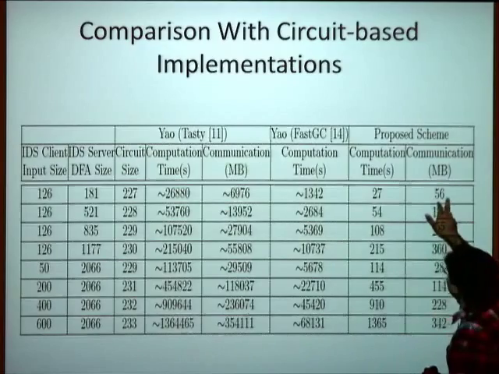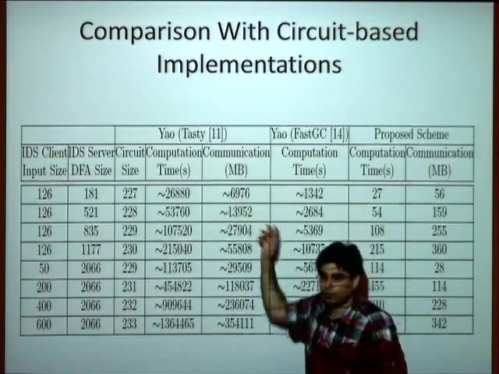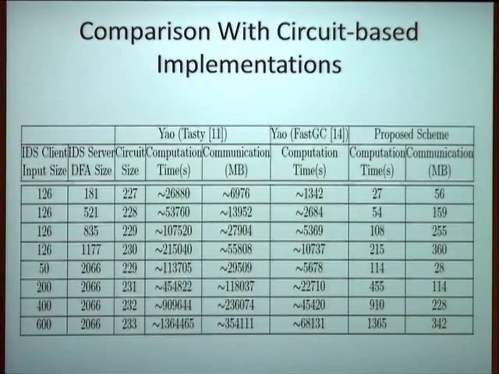So for Tasty, here we can look at the communication that you were asking about. Here we have 56 megabytes, and this is essentially what you would get. So these circuits can get really huge for even just doing DFA evaluation.